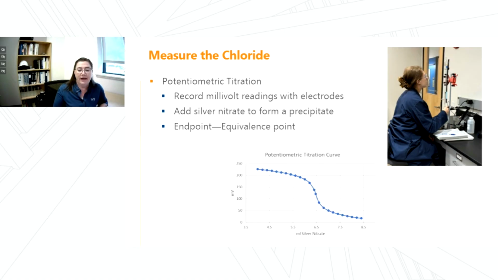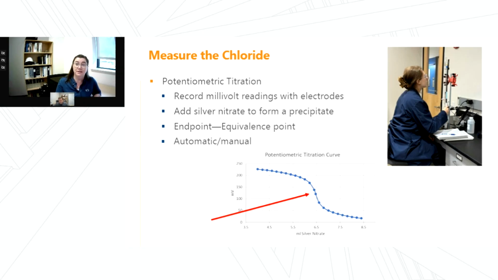So you record all your values, and your endpoint is something that we can mathematically calculate, and that is the point where all your chloride is consumed. This can be done automatically with an automatic titrator or manually, but it can be extremely accurate. So now I'm going to send this back to Stephen, who's going to talk to us a little bit about what to do with this data.